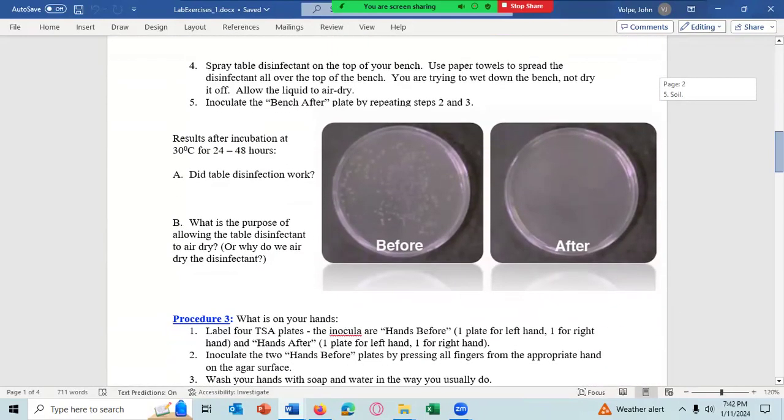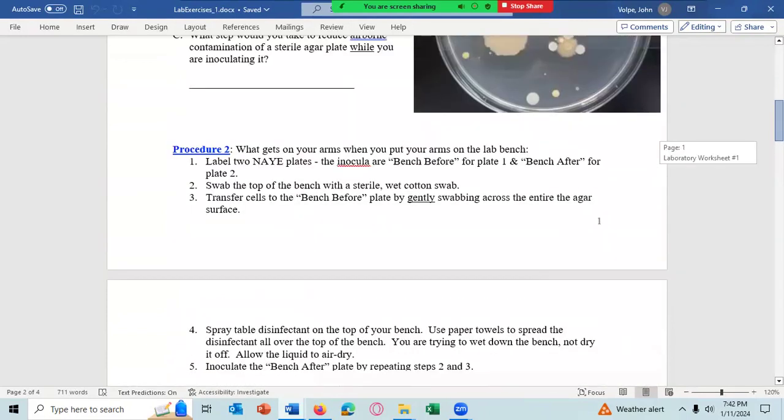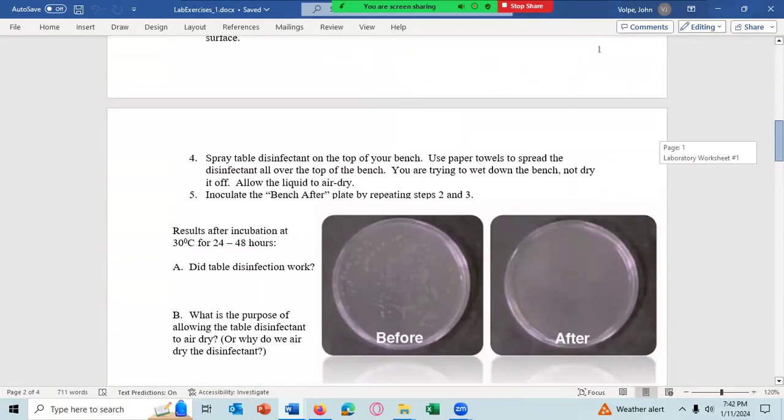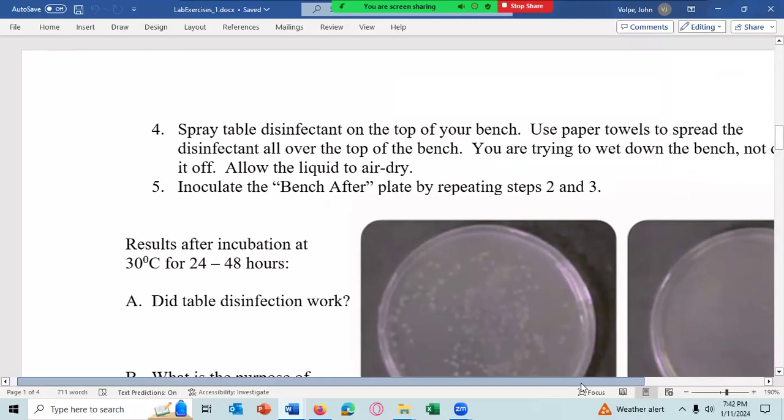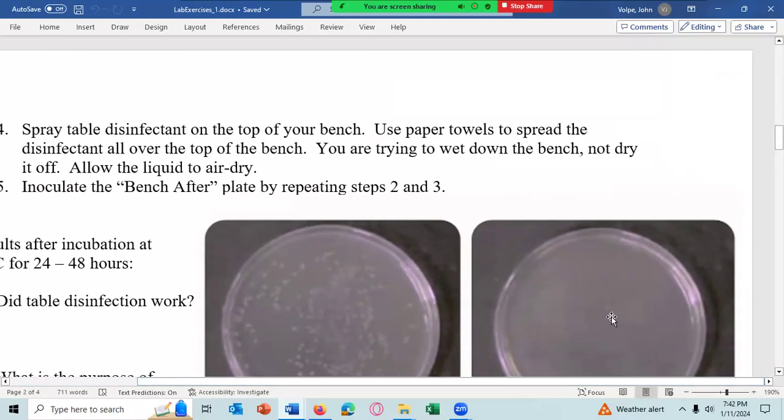Procedure 2 is looking at what is on the table, the lab bench. And what we did was we sampled the lab bench before we disinfected it. And there we got the growth from the table before disinfection. And then we disinfected the table and then sampled the plate. And this is the growth we got. There might be one colony right there. There could also be an air bubble. It's kind of hard to tell here if it's a colony or an air bubble. If you were to really look at that in real life, you would know right off the top of your head.